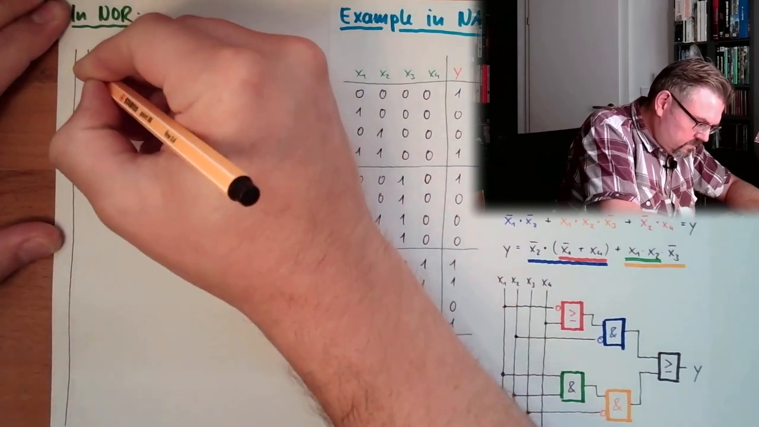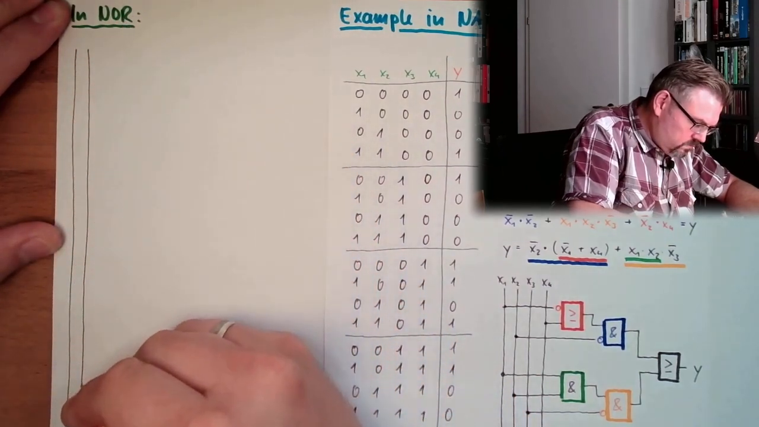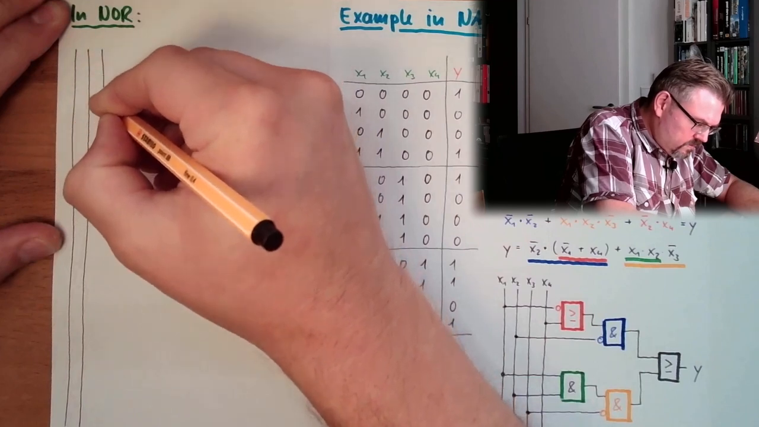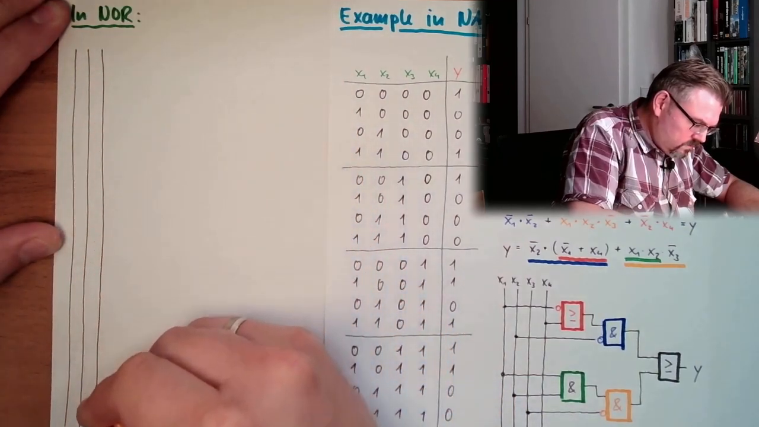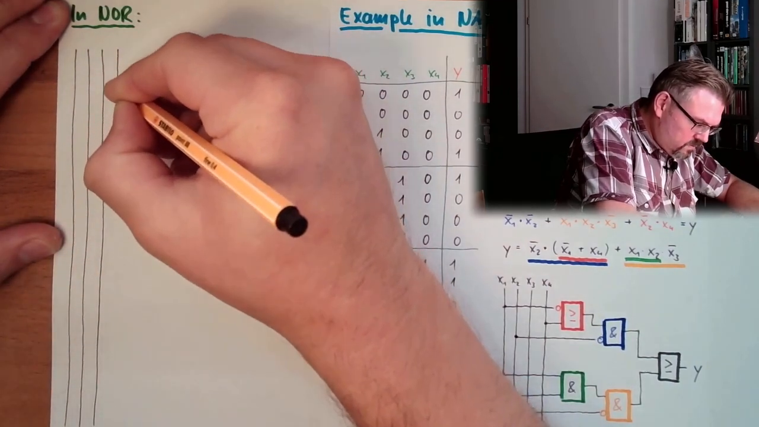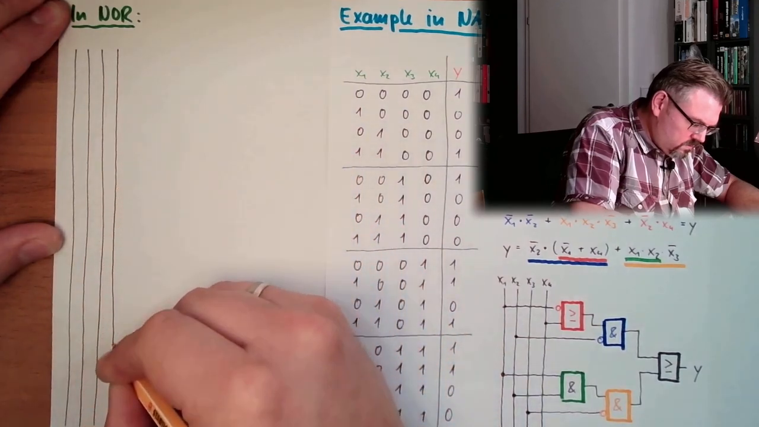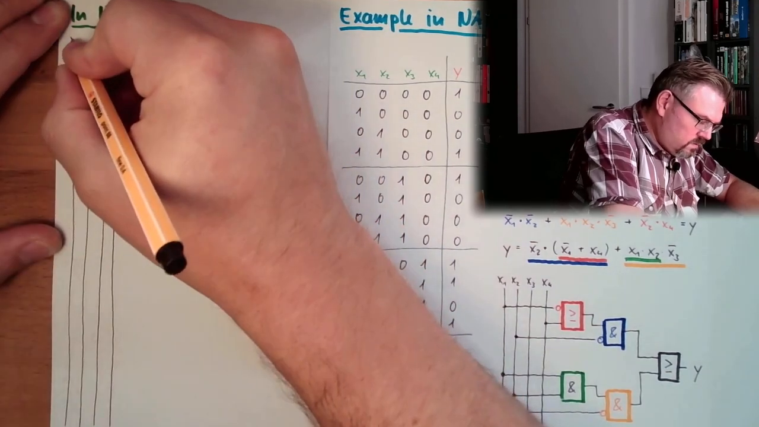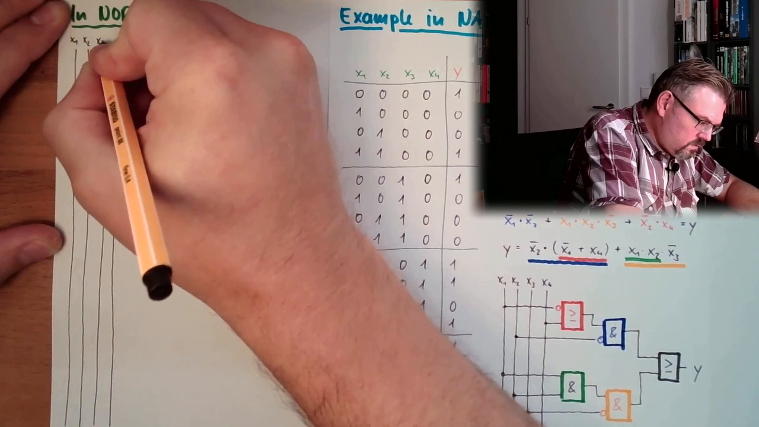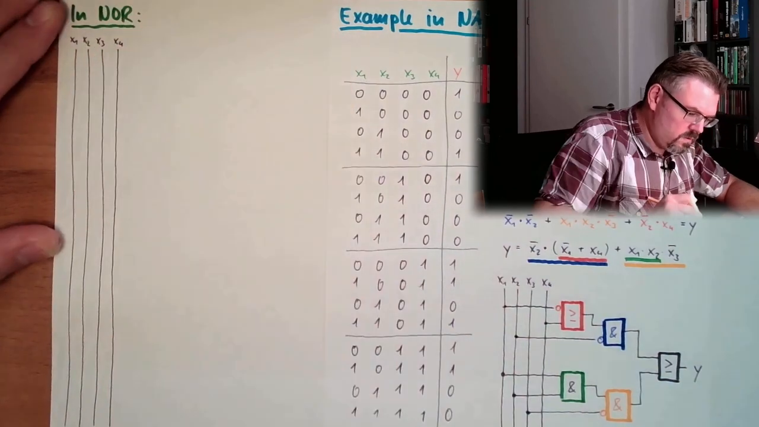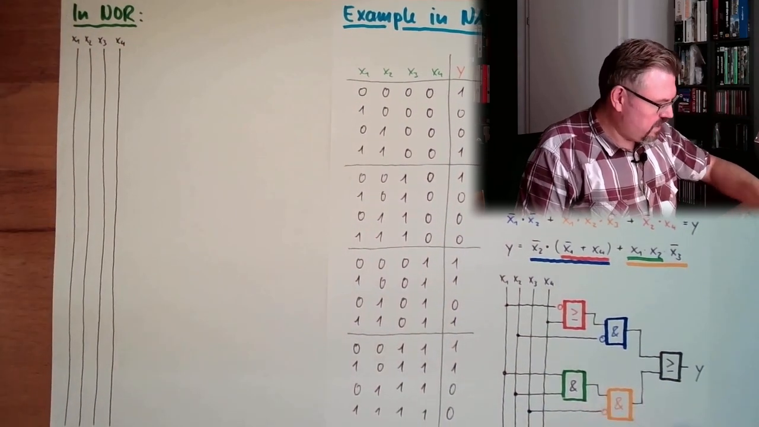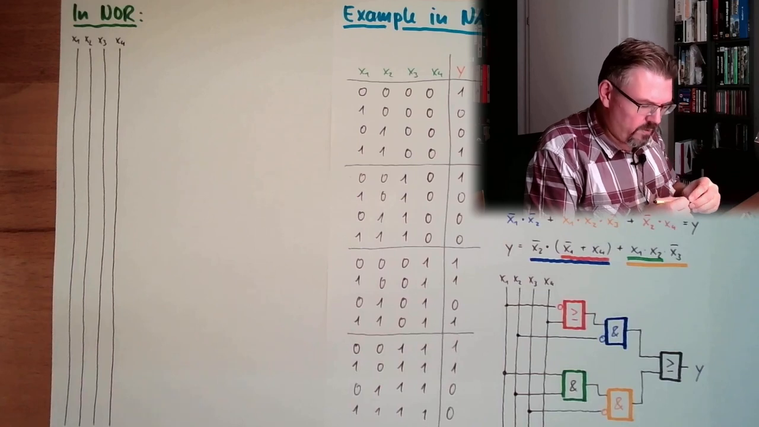We have X2. We have X3. With X4, all right, now let's start with the red one again.